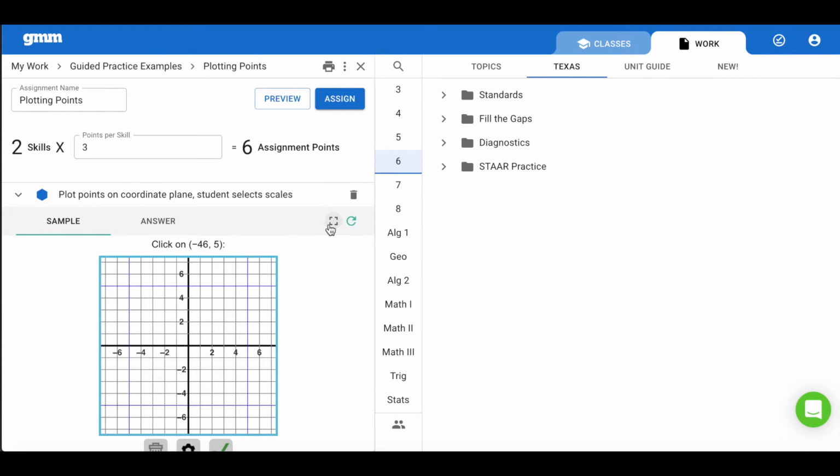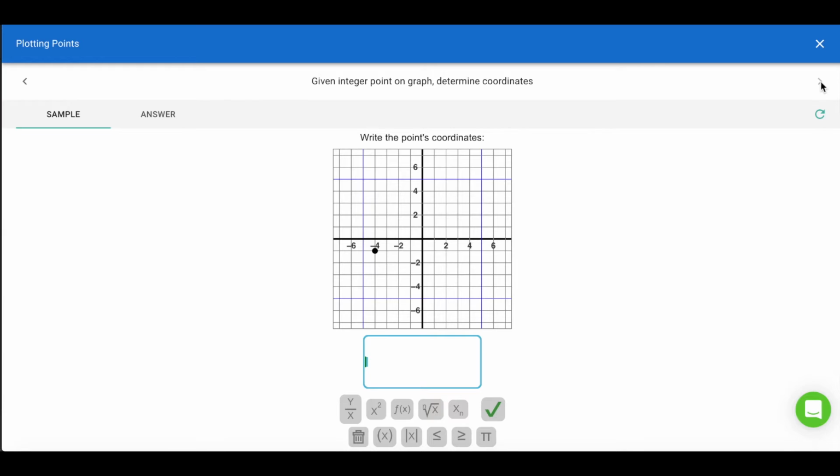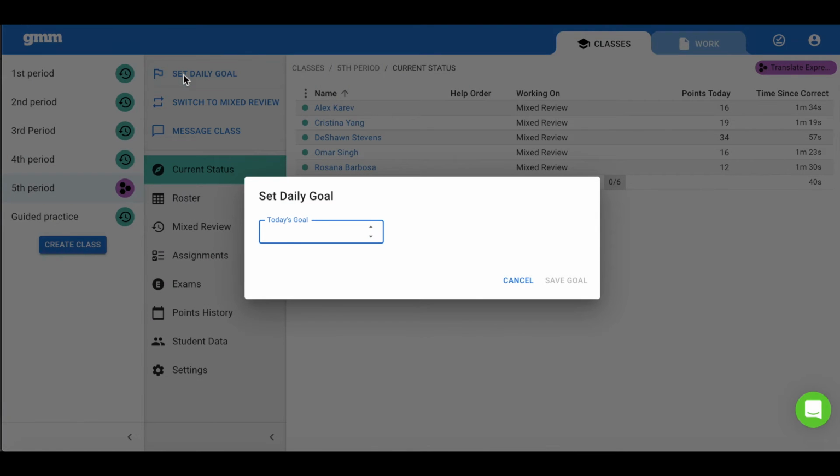And with this button, teachers can view the expected answers and cycle through several versions of those problems and show students how to enter their answers as well. Teachers should set a goal each day that includes the points from the assignment and points from mixed review. A quick way to set the goal is to double the assignment points.